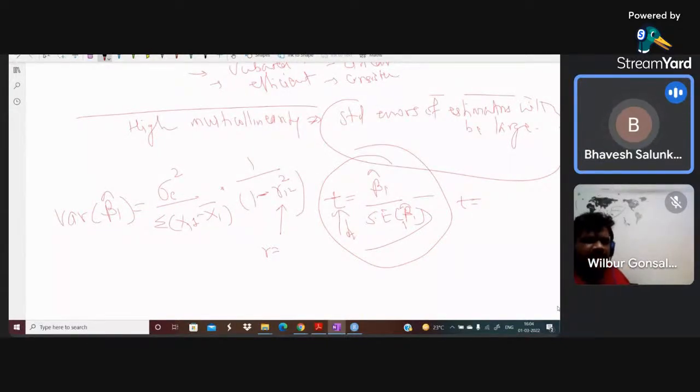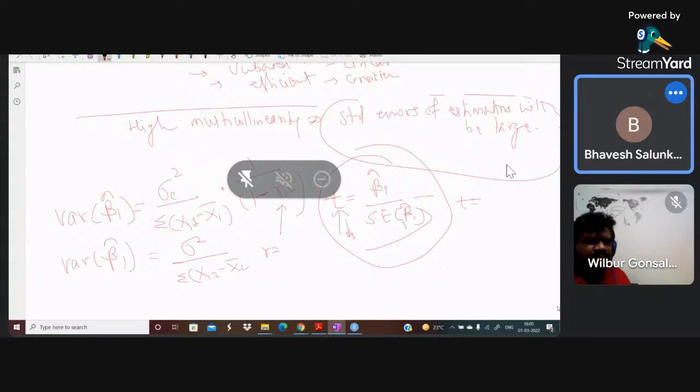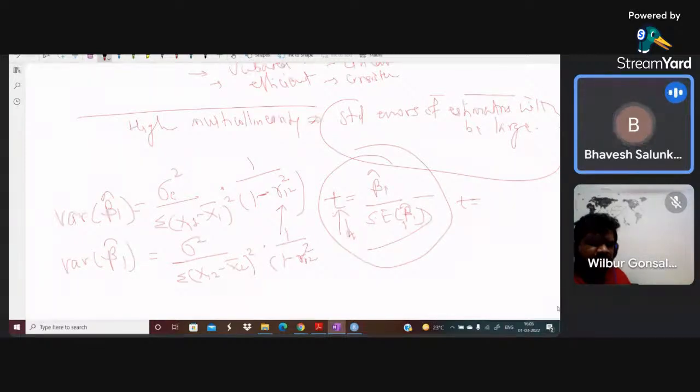Right? So this is how we write the formula for variance of beta hat 1. What would be the formula for variance of beta hat 2? Just following this earlier formula, xi2 minus x bar 2. Sorry, this is square. I just forgot to write square here. It is square. Summation xi minus x bar square into 1 upon 1 minus r square, the correlation coefficient squared for x1 and x2.